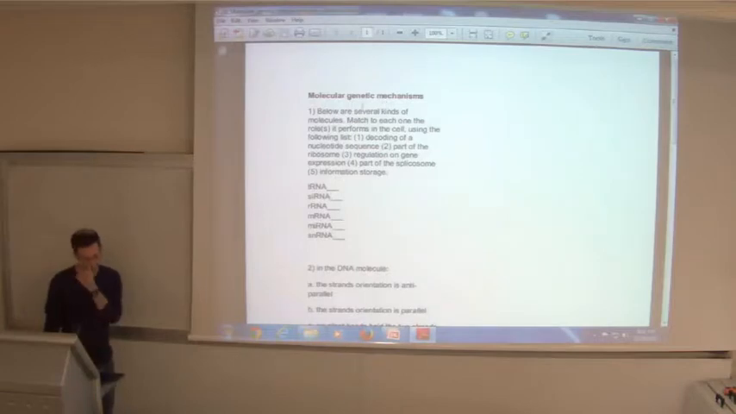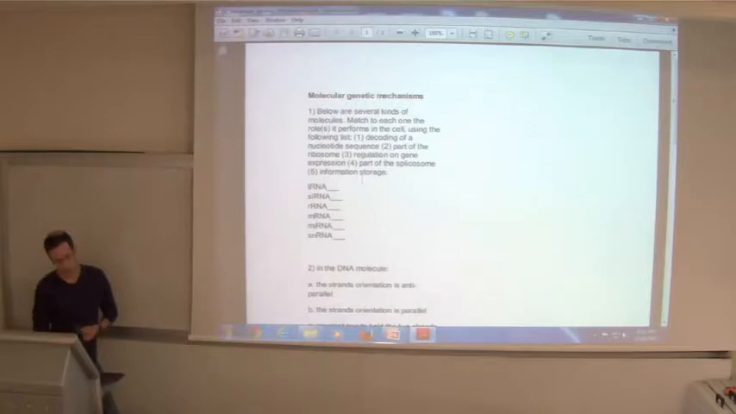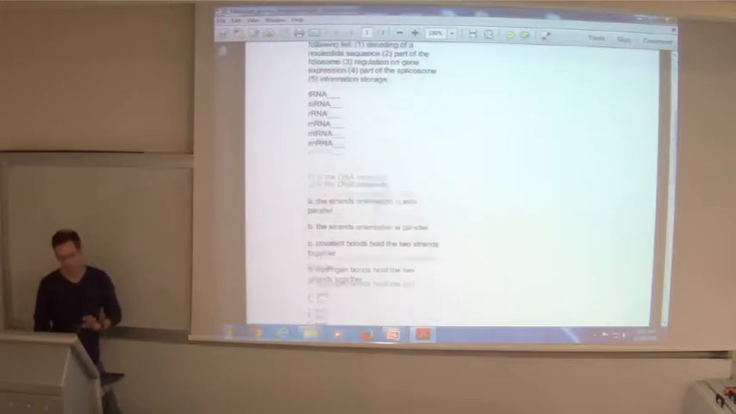Okay, so number 1, below are several kinds of molecules. All of them are RNA molecules. Match to each one the role or roles it performs in the cell using the following list. So you have a list of functions: decoding of a nucleotide sequence, part of the ribosome, regulation of gene expression, part of the spliceosome, information storage. You should come back to this question in a couple of chapters because we haven't mentioned snRNA, microRNA, and siRNA yet. So maybe we'll just skip this one for now. We'll come back to it later.